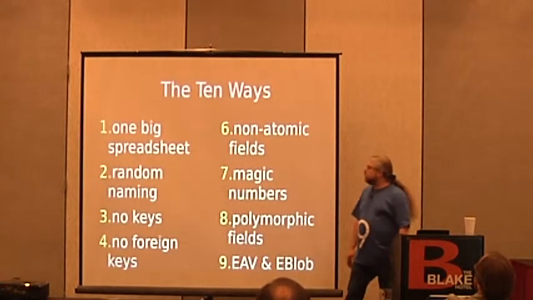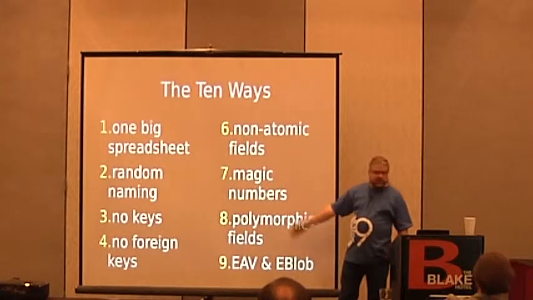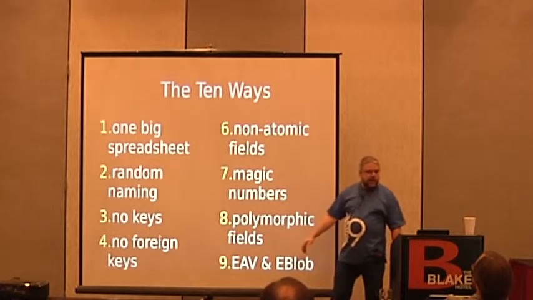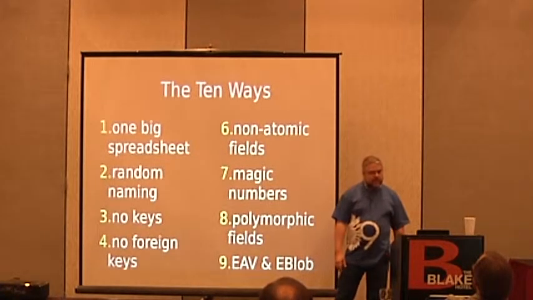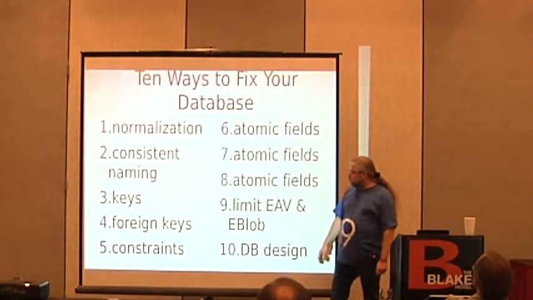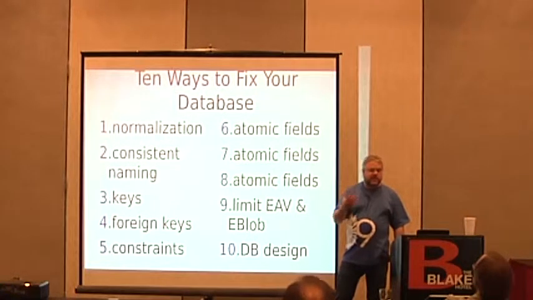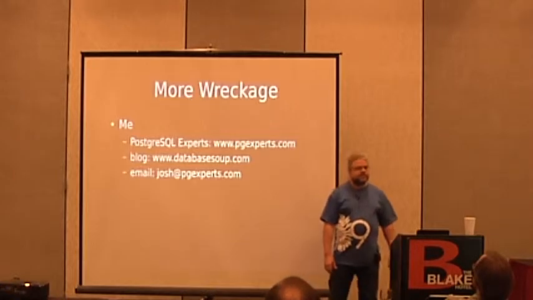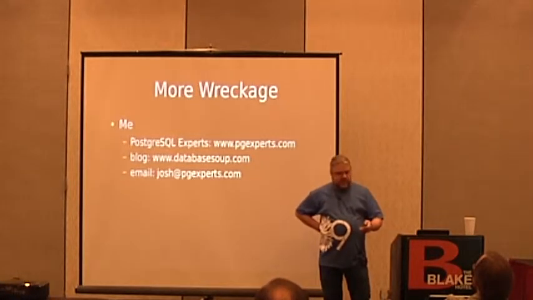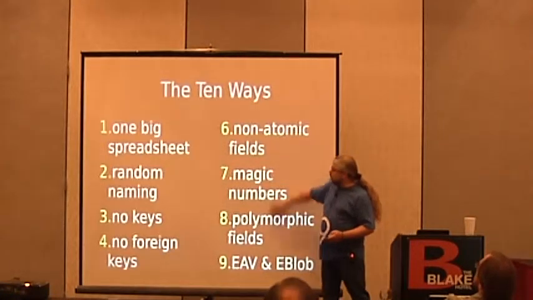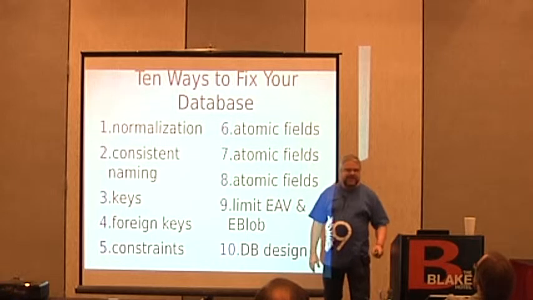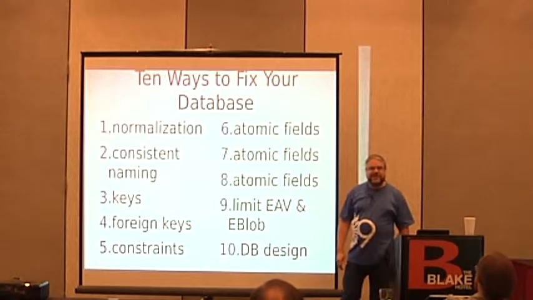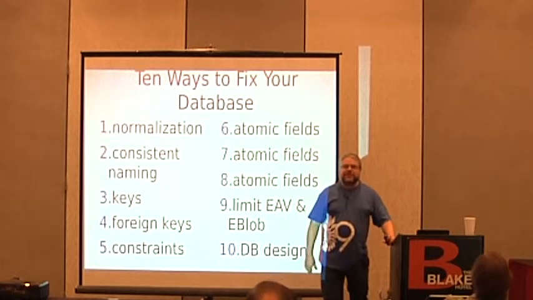So, 10 ways. One big spreadsheet, random naming, no keys, no foreign keys, no constraints. Non-atomic fields, magic numbers, polymorphic fields, EAV and eBlob, and of course, relying heavily on the ORM. You can always take the opposite techniques if you want a database that actually works, but that's no fun at all. What? Well, it's because that's the answer to all of these things: atomic fields. Atomic fields. No, really. It's like location, location, location.